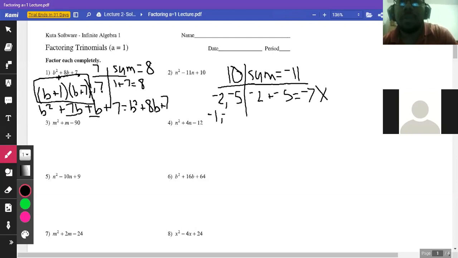So the only other option I have is -1 and -10, which I know would work because -1 plus -10 equals -11. So once again, just like in the last problem, I'm basically just going to attach those two numbers to the ends. And I'm done.